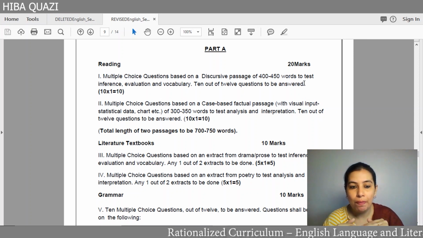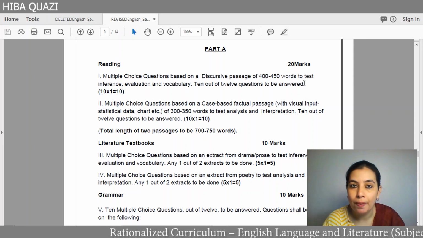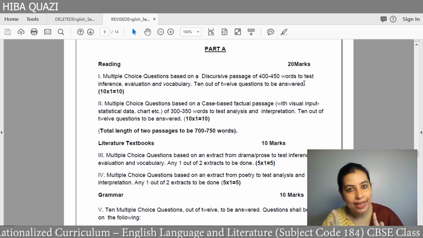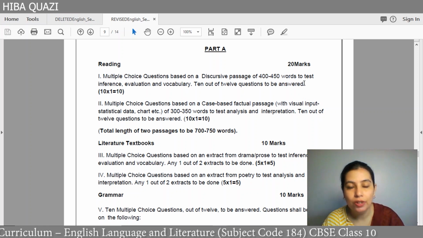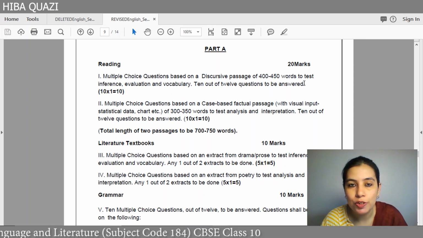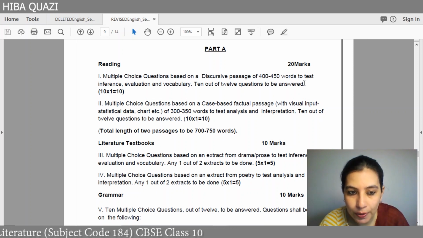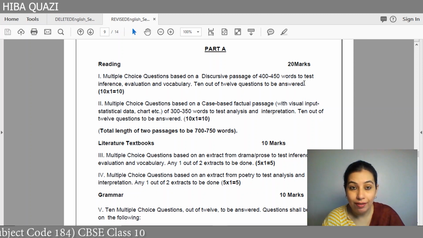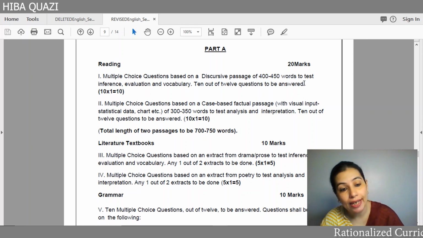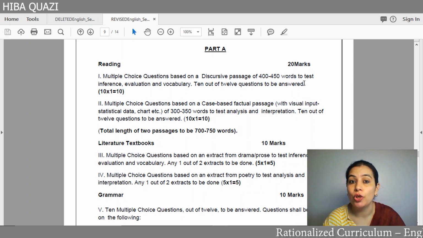So here we move on in part A to the next question, that is question number 3, which comes under literature. So here both the textbooks will be taken into consideration. Both the textbooks, the main book and the supplementary reader, First Flight as well as Footprints Without Feet. Question number 3 again is MCQ, multiple choice questions based on an extract from drama or prose to test your inference, evaluation and vocabulary. So again you have MCQs, this time based on your textbook.